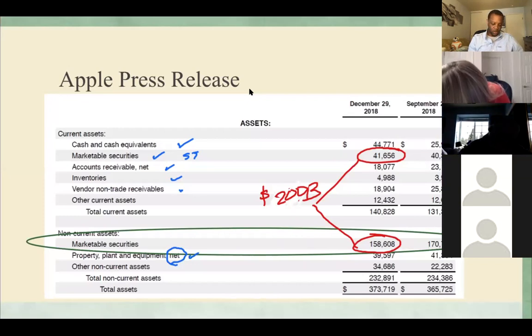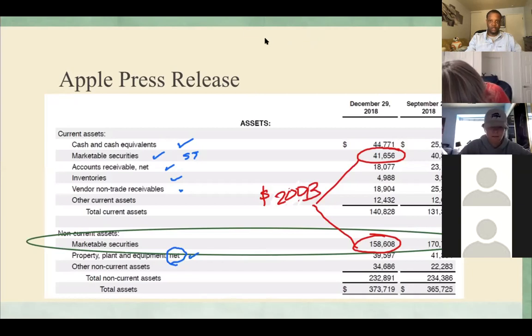Let's see, you all aren't seeing what I just wrote here. I'm going to pause the share. I'm going to resume the share. See if that helps us a little bit.